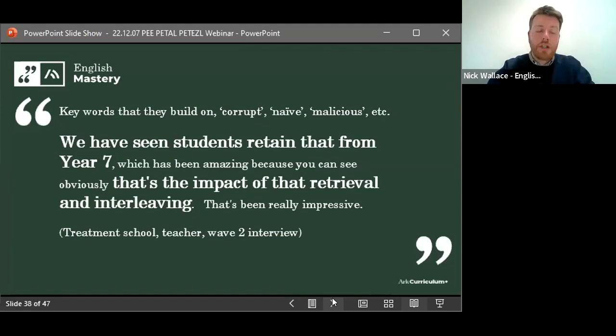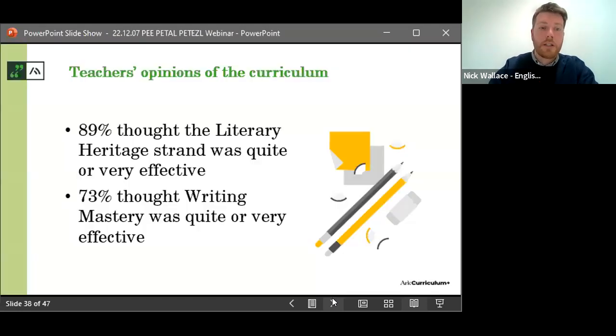And here's a bit of texture for that. Here is a quotation from a teacher. The key words that English Mastery builds on: corrupt, naive, malicious. We've seen students retain that from year 7, which has been amazing because you can see that's the impact of the retrieval and interleaving. It's been really impressive. We've seen students, even in today's session, grappling with words of corruption, naivety and maliciousness.